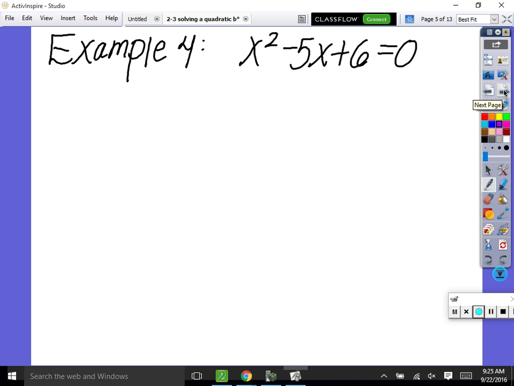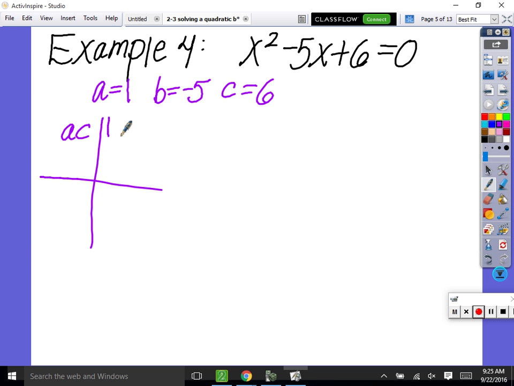So our first step is make sure it's in standard form, highest degree to lowest degree, and it's set equal to 0. We're good. So now we're going to factor it. We're going to rename what A, B, and C is. A is 1, B is -5, and C is 6, right? So there's no greatest common factor here. So we would do what multiplies to be A times C and adds up to be B.